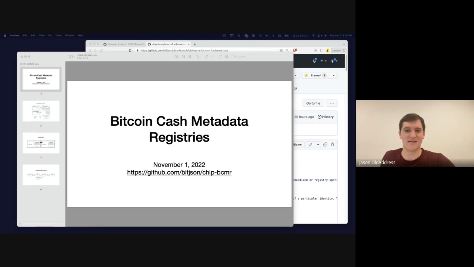All right, so today I just wanted to give an overview of Bitcoin Cash Metadata Registries. This is an application layer proposal for how to share authenticated information about things that are on chain, and how to share that between wallets. The most immediate use case is with cash tokens: we need to be able to associate a name, a ticker symbol, an icon, and some other data with token category IDs, those 32-byte identifiers that identify token categories.